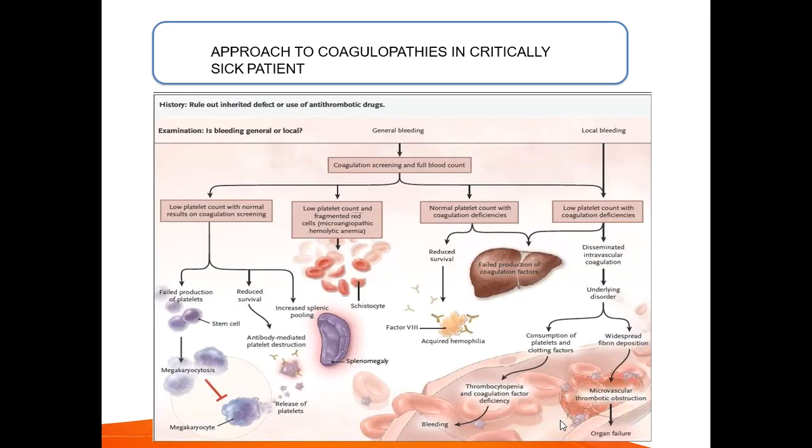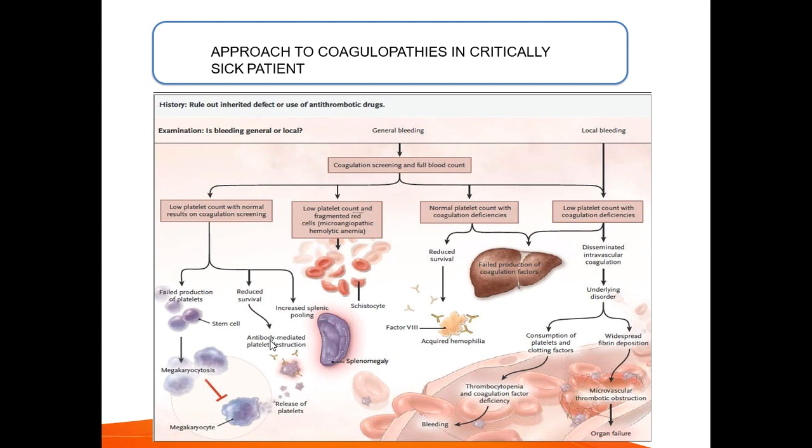So how do you approach a critically ill patient with coagulopathy? First, rule out inherited defect or use of antithrombotic drugs. So history is very important in all these patients, followed by a thorough clinical examination. Then you see whether the bleeding is general or local. If there is a generalized bleeding, do a PT, PTT and blood count, which should include a platelet count. Now, if the coagulation is normal but only platelets are low, then it can either be due to reduced production or reduced survival, as in autoimmune-mediated platelet defects. We'll come to all the mechanisms through examples.